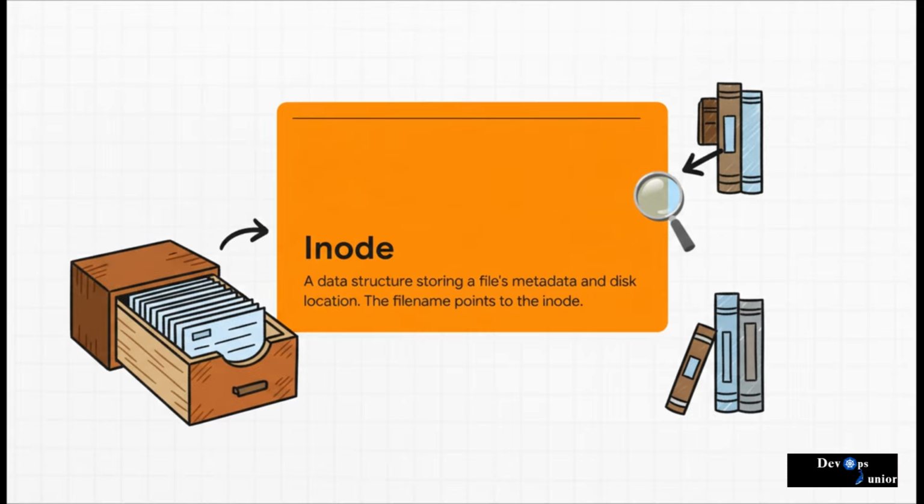The best way to think of it is like a card catalog entry in an old library. The inode holds all the important info: the metadata, the permissions, who owns it, and most importantly, where the actual data lives on the disk.